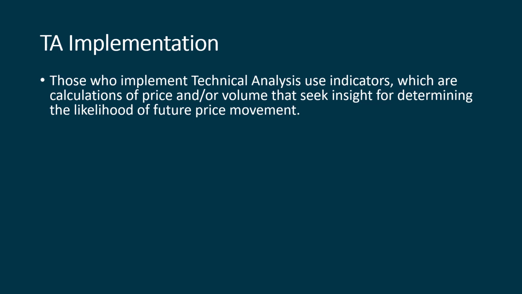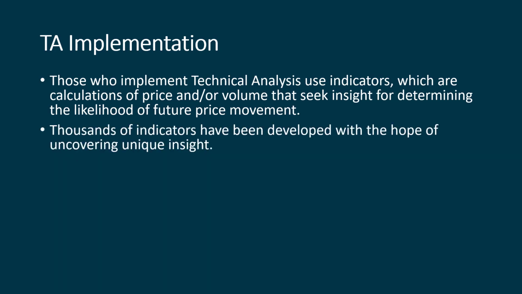How do we implement TA? Those who implement technical analysis use a thing called indicators that I've talked about before. These are calculations. A lot of these calculations are based on the price, on the volume, or on price and volume together. The goal is to seek insight for determining the likelihood of future price movement. There are thousands of indicators out there that have been developed. Some of these are in books. Some of these are freely available on the internet. Some of them you might have a subscription to a certain website where you get these indicators. You may have developed your own indicators.